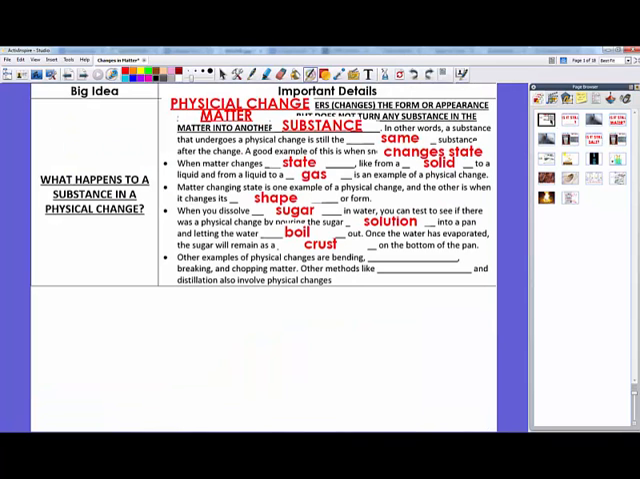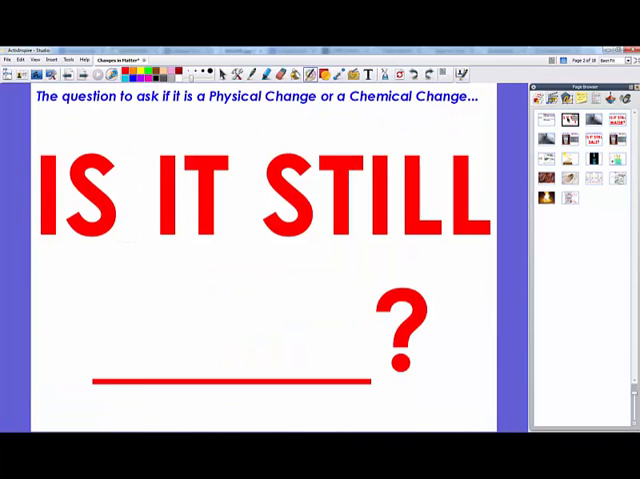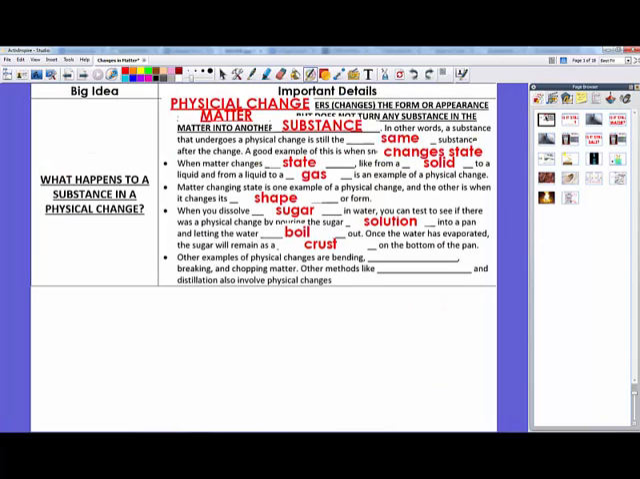So remember, is it still blank? That's what you ask yourself. If it is, it's a physical change. If the answer is no, then it's a chemical change. Other examples of physical changes are things like bending, crushing, breaking, and chopping matter. Getting stuff out of solutions, like filtration and distillation, are also physical changes. Anytime you separate a mixture or a solution, what you have left over is a physical change.